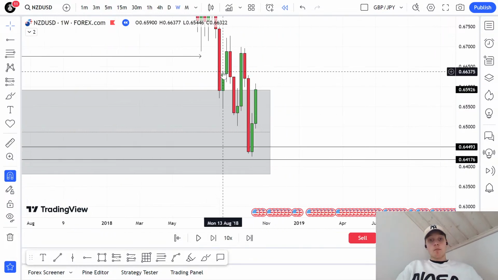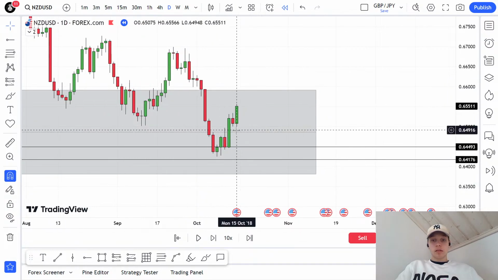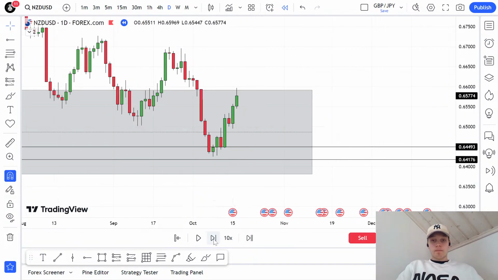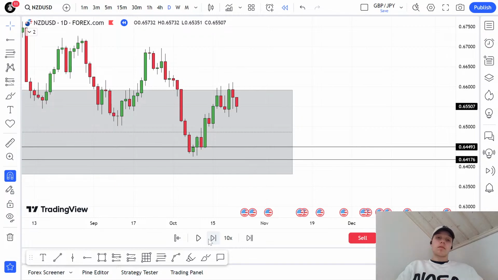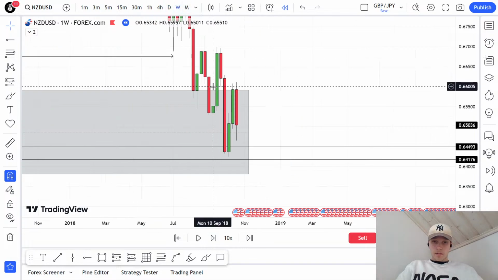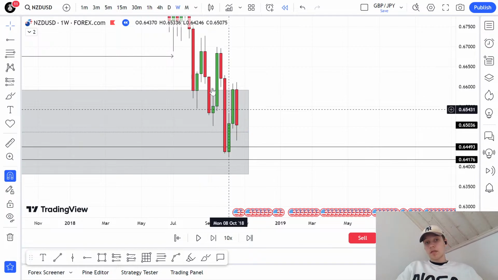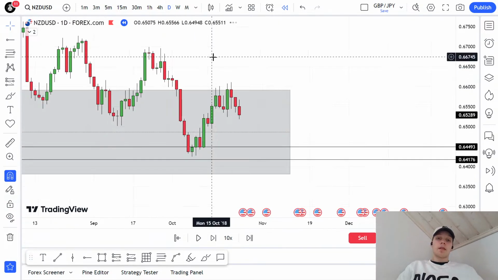So yeah, now this Monday we are not really breaking structure in the daily as of now, but in weekly, actually no, there's nothing in weekly either, because we didn't even flip or inverse this bearish gap, and now we're reacting to the downside.